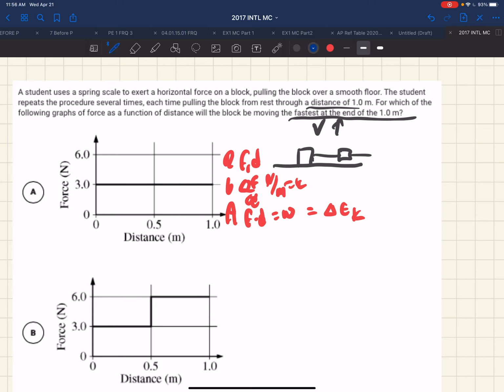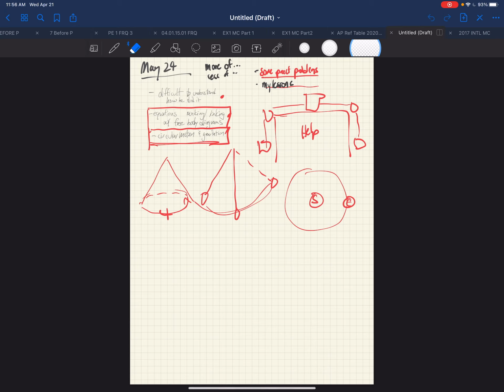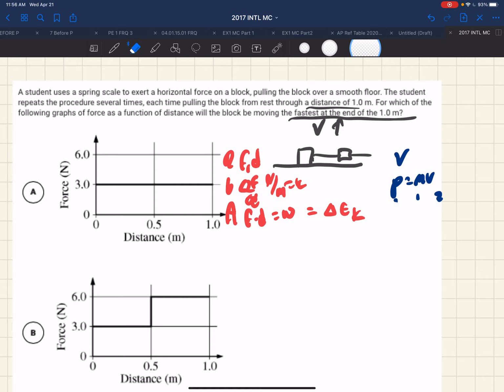Now the idea here, we have velocity we're looking for. Momentum is mass times velocity, and kinetic energy is 1/2 mv squared. So we can see then that the kinetic energy is really very closely related to this. So what we're looking for is the area to be the greatest. Area is the greatest.